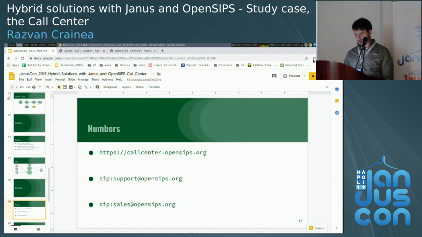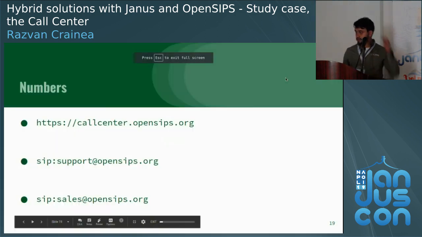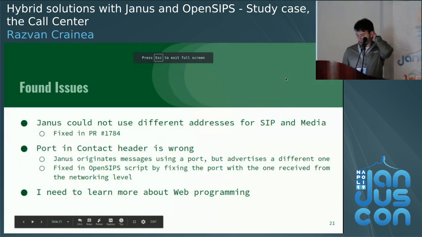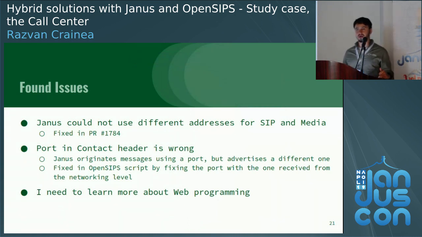A few things that I learned from developing this. One of the issues that I needed to solve was that, as I said, OpenSIPS was talking with Janus on the localhost, so I needed a different listener for the media, because media goes over the public internet, not over the localhost. So that's why I needed to do that pull request, and thank you, Lorenzo, for accepting it.